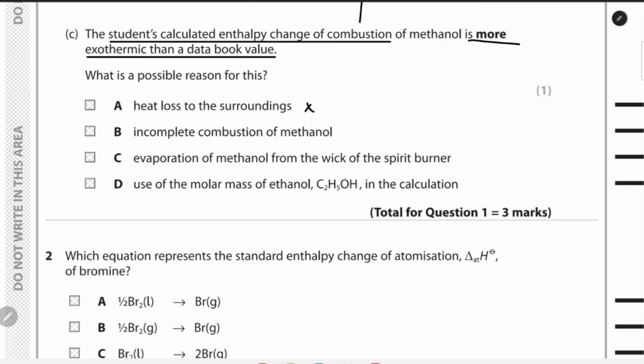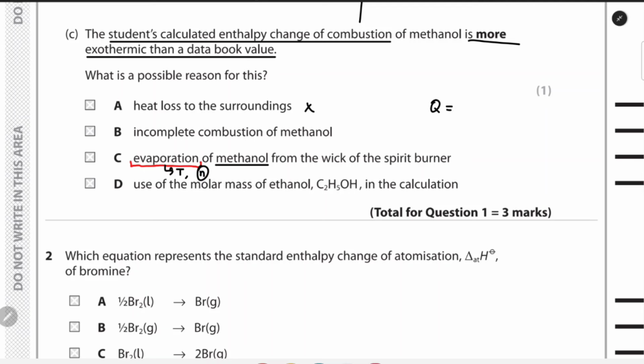Also the same case over here. If methanol evaporated from the wick of the spirit burner, the mass of methanol used would appear to be more than it was. The methanol that evaporated was not combusted. This did not go through combustion, it just evaporated out. But when we are calculating the mass, this is also factored in. This will make the value come out to be less exothermic, since it doesn't affect the temperature, but it affects the number of moles.